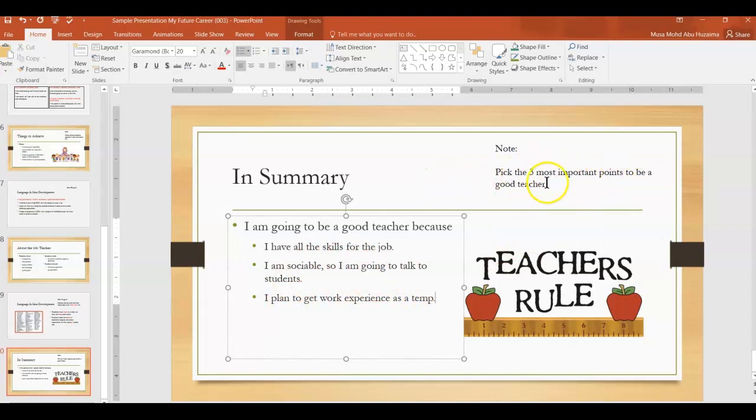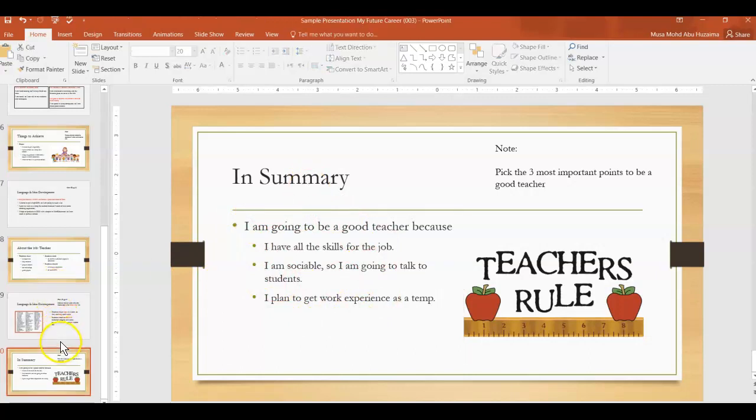So here you need to pick 3 most important points to be a good teacher. Let's say this is an example if you want to be a teacher. But if you want to be, for example, a social worker, an accountant who works in a bank, or if you want to work as a psychologist, if you want to work as a lawyer, you always can use this as an example. Okay?